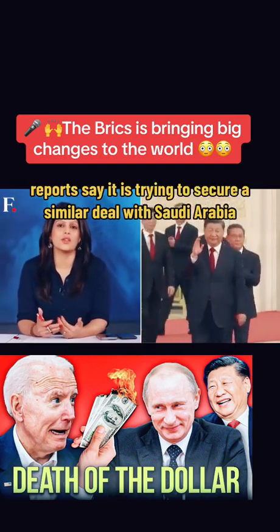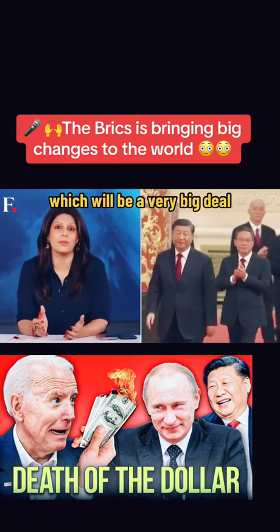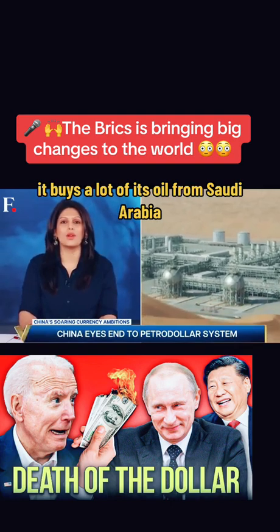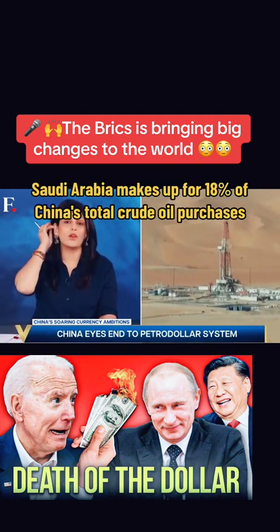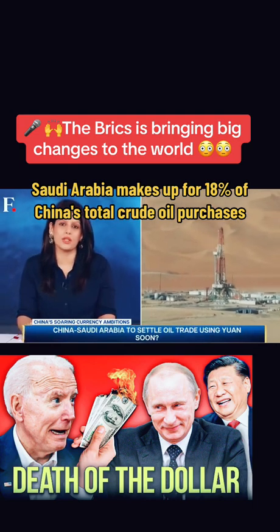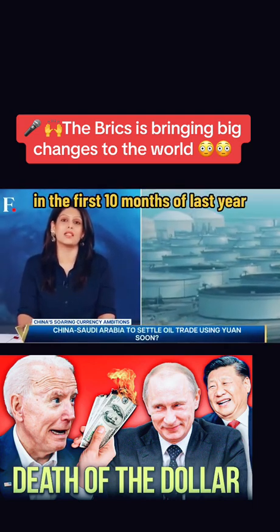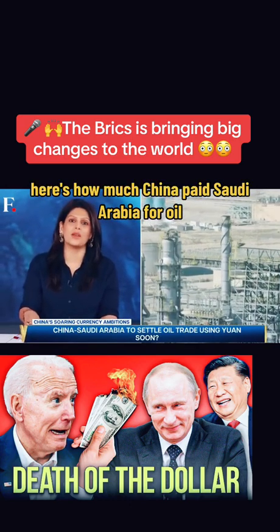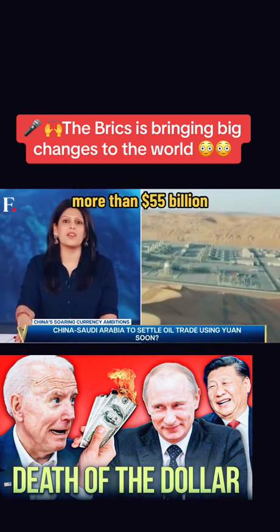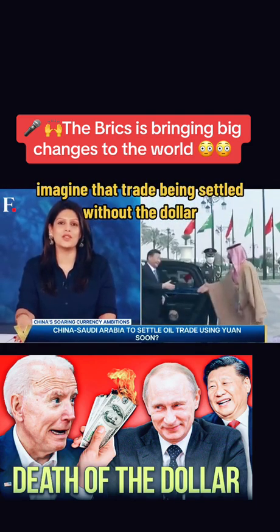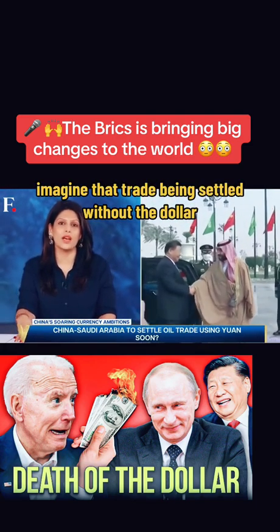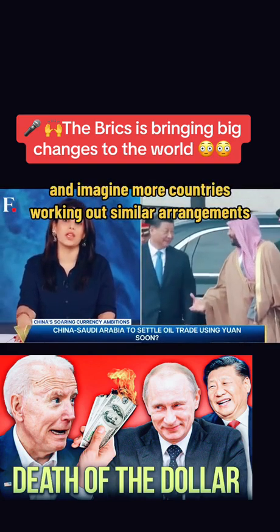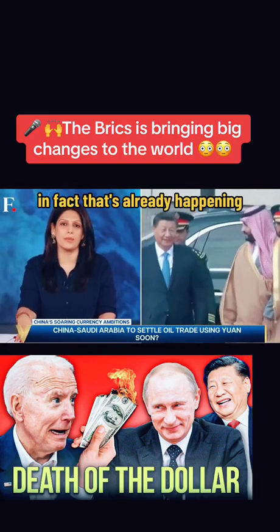Reports say it is trying to secure a similar deal with Saudi Arabia, which will be a very big deal. China, you see, is an oil guzzler. It buys a lot of its oil from Saudi Arabia. Saudi Arabia makes up for 18% of China's total crude oil purchases. In the first 10 months of last year, 2022, here's how much China paid Saudi Arabia for oil. More than 55 billion US dollars. Imagine that trade being settled without the dollar. And imagine more countries working out similar arrangements. In fact, that's already happening.